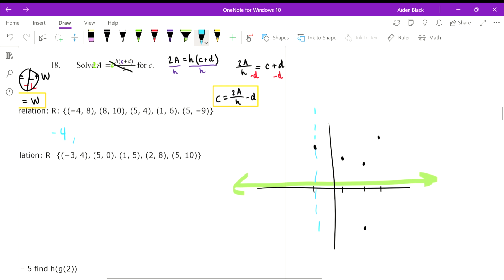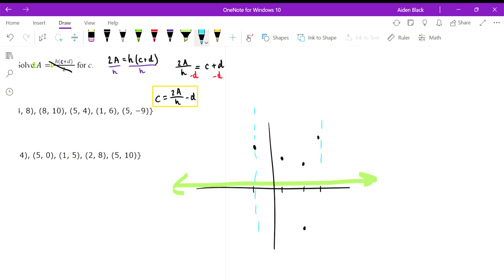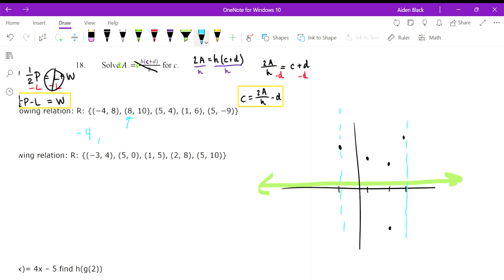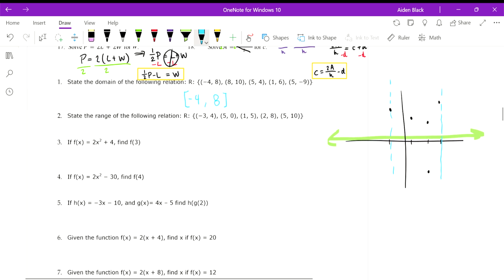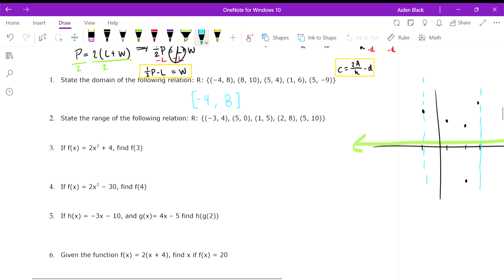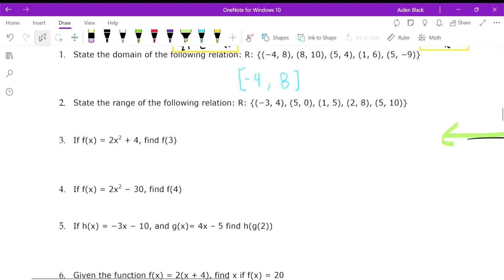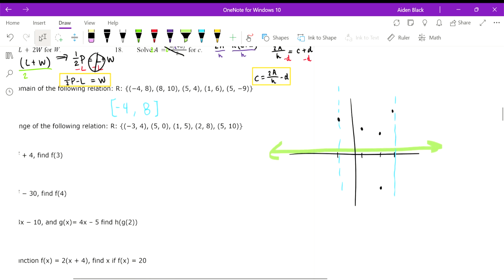And our furthest point right is, what was that? Just look for the greatest number for your x value. Looks like 8. And these should actually be brackets, not parentheses. Okay, so that would be our domain of those relations. Now state the range for this set.